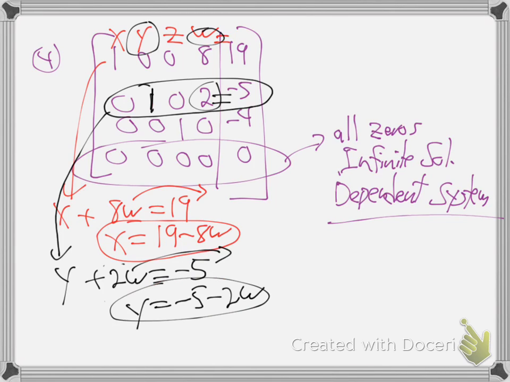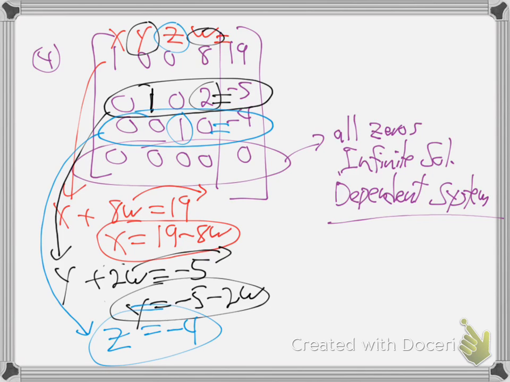Everybody tracking with me? And the third equation is z. Bring it down here. So 1z, z equals -4. So that one's just a straight number. No w in the z, because he had a 0 in the w spot. That's what it's saying. So that's our answer.